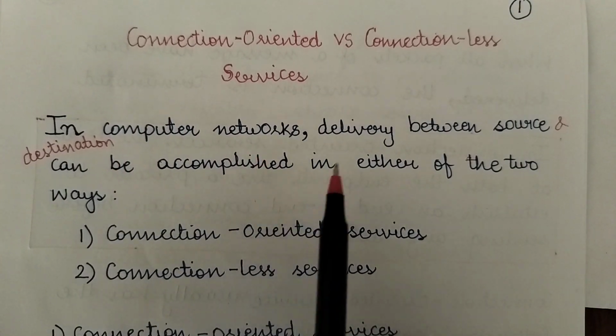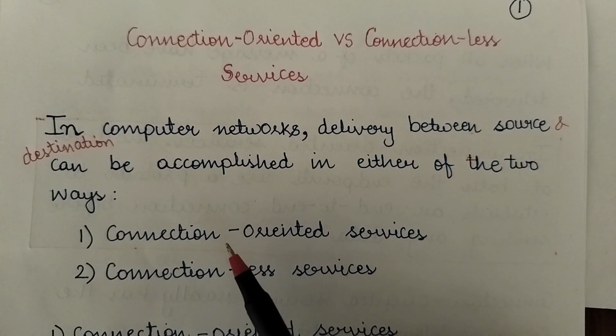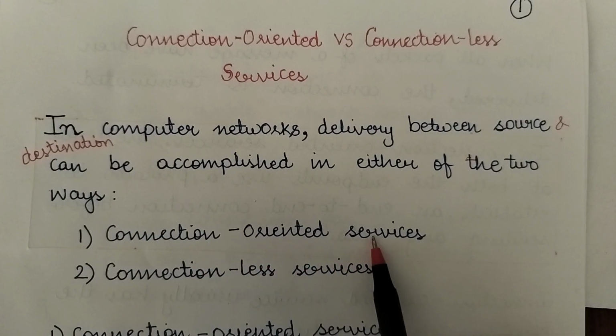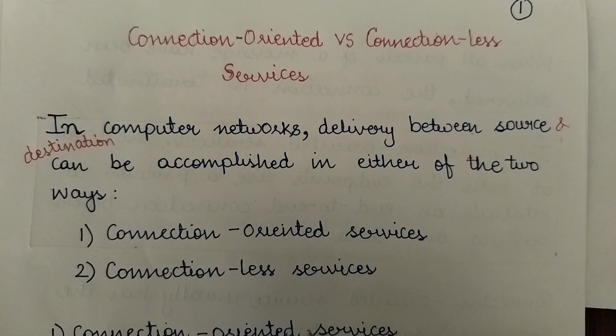In computer networks, delivery between source and destination can be accomplished in either of two ways: connection-oriented services and connectionless services. Obviously, whatever service you are using, the main goal is to transmit data from the source to the destination. Connection-oriented services are those which require a dedicated connection, and connectionless services are those which do not require a dedicated connection.